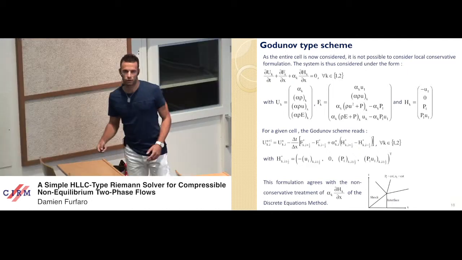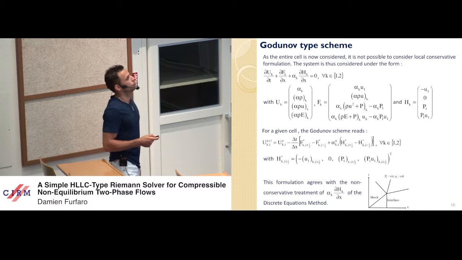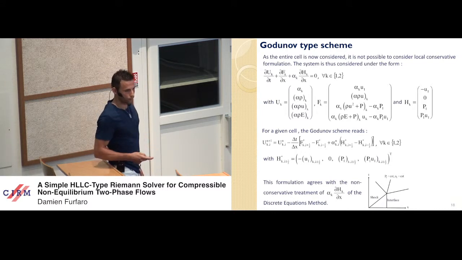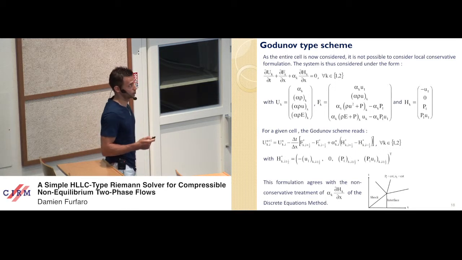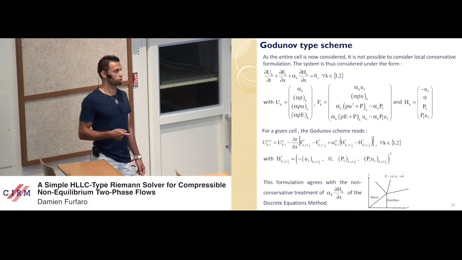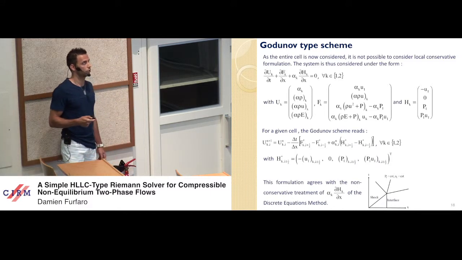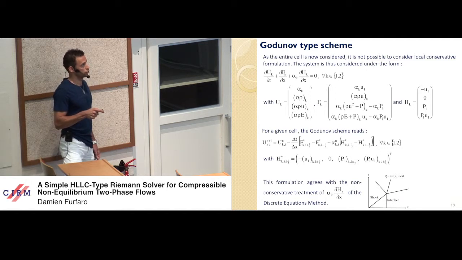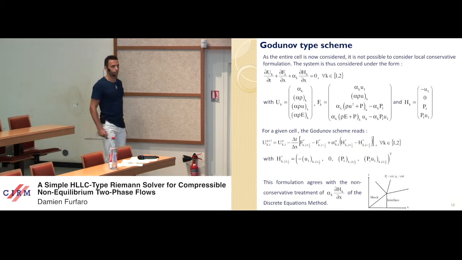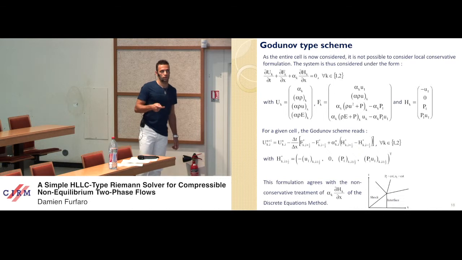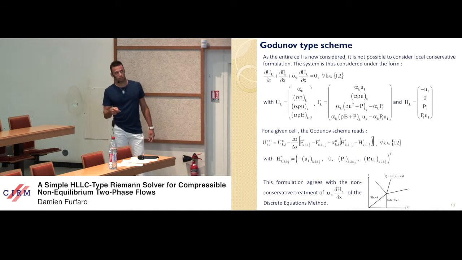Well, having the two-phase Riemann solver in hand, we are able to derive a Godunov type scheme. As the entire cell is now considered, it is not possible to consider a local conservative formulation. This system is thus considered under the form which is written here, with the non-conservative term depending on the interfacial velocity and pressures. For a given cell, the Godunov scheme reads like that.